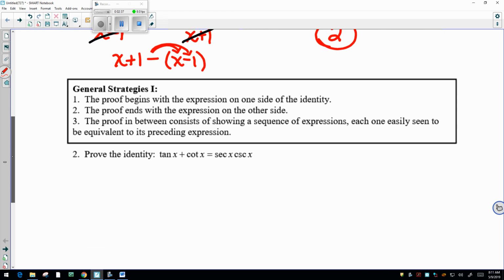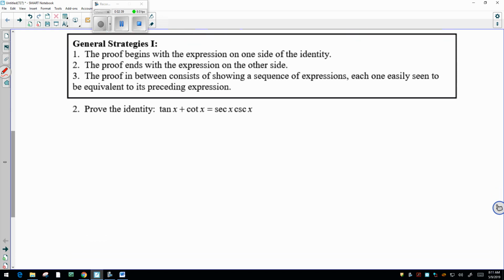So start with the expression on one side of the identity. The proof ends with the expression on the other. Again, this is key: the proof ends once you're on the other. Don't meet in the middle. The proof in between consists of showing a sequence of expressions, so it has to be easily seen. It can't be some mathematical great big jump. We should be able to see what's going on.